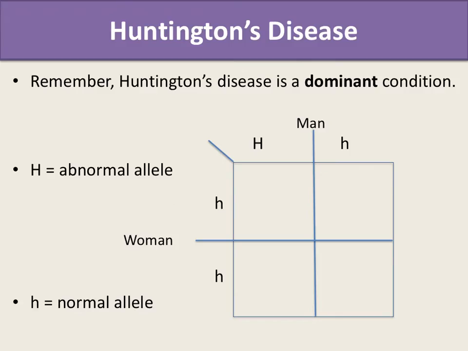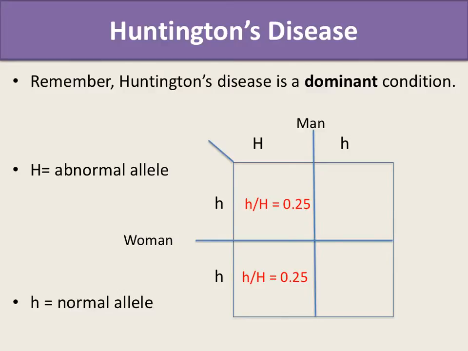So this is what we just did. On the left, we have a woman who's normal. She's got the normal copy, which is a small h, so she's hh. And then we have a man who's actually heterozygous. But remember, it's a dominant trait, so all you need is one copy. So he's got a large H, which is the abnormal allele, and then a small h. And we can now start filling things in.